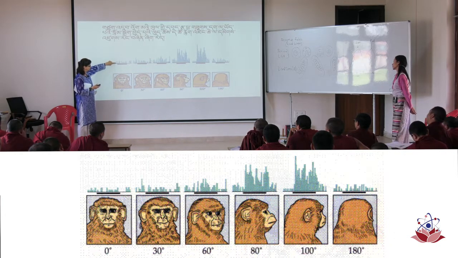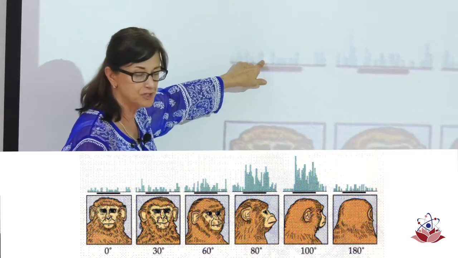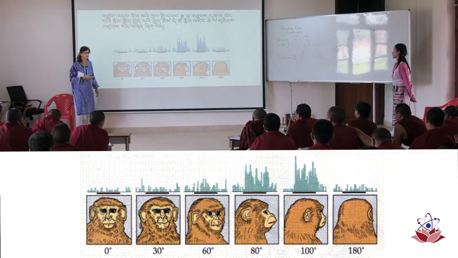So every blue line represents an action potential fired by that neuron.